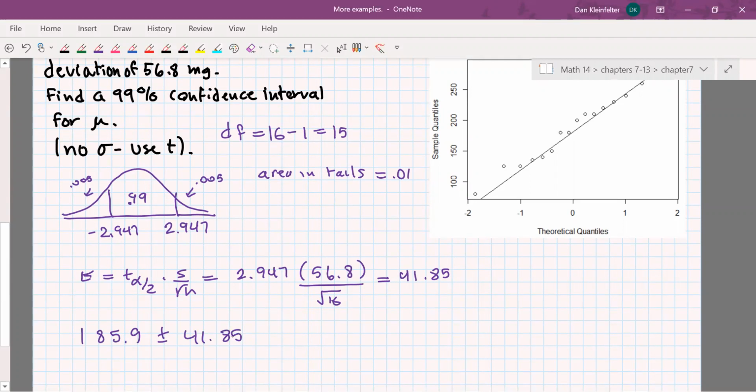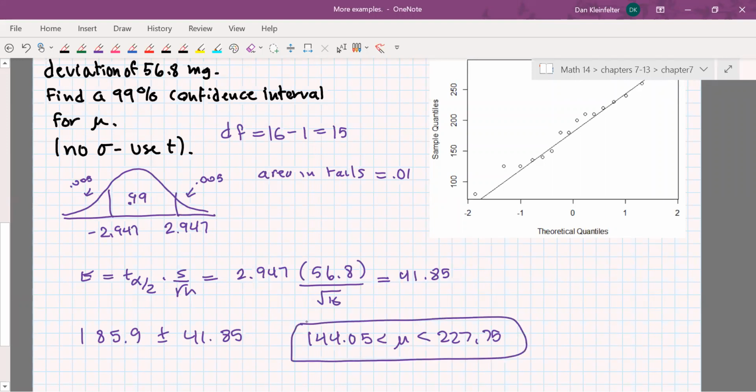So let's go ahead and finish by adding and subtracting that margin of error to and from our mean. So we'll have 144.05 up to 227.75. You'll notice on this that our confidence interval is pretty wide. In a way, it runs from 144 up to 227.